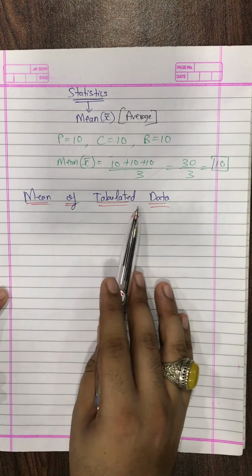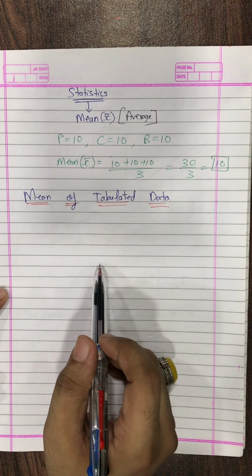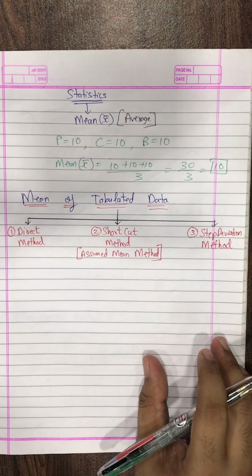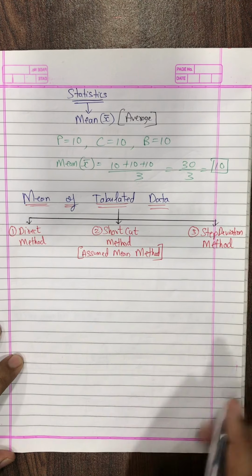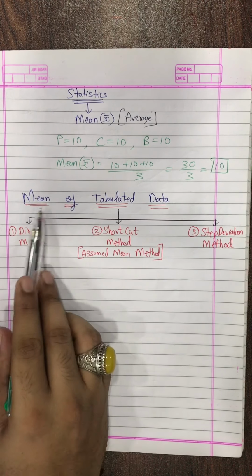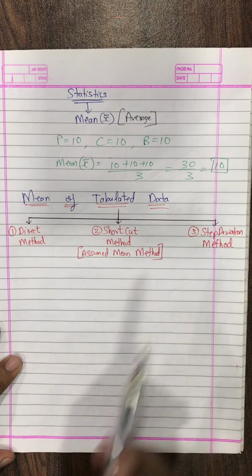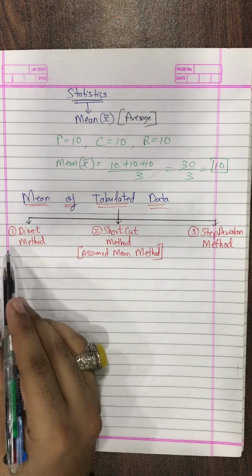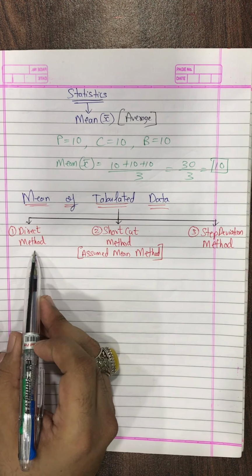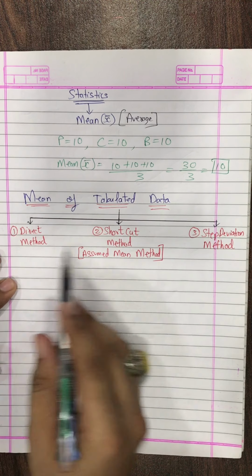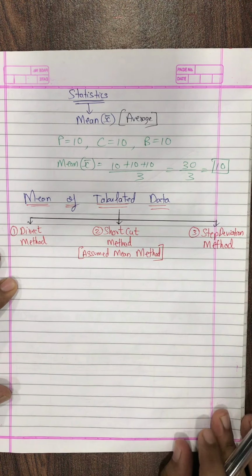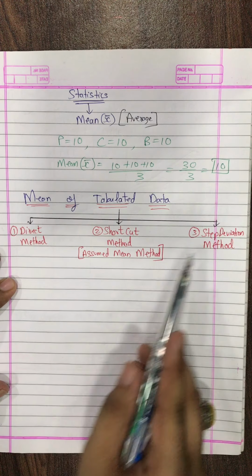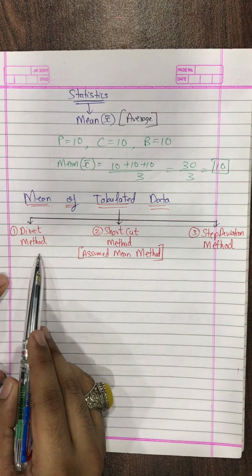Now there are 3 methods to find the mean of tabulated data. Let me describe the 3 methods to you. I'm going very slowly students, and I just want you all to pay attention. The first method is the direct method. You need to learn the names by heart, because in the exam they will ask you to solve questions for mean and will just give you the name of the method. The first method is the direct method.